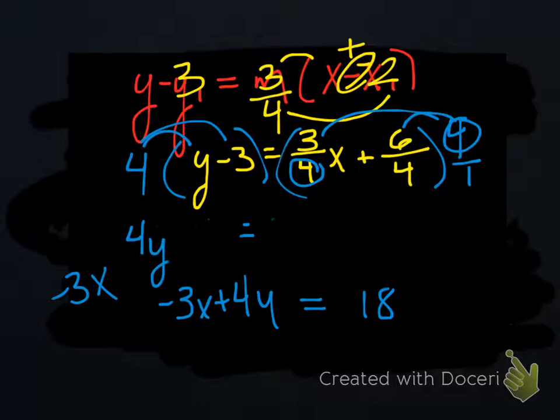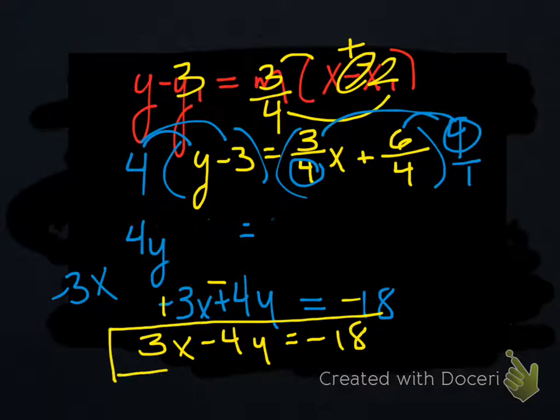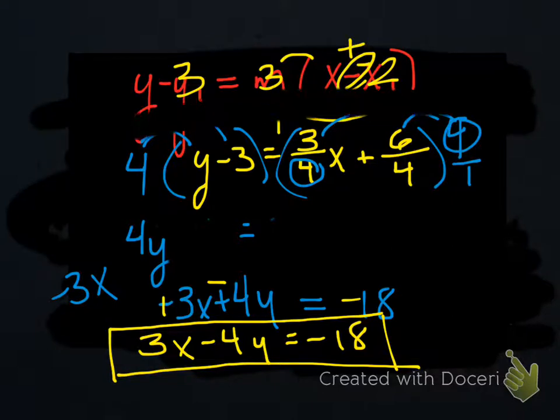And what's the only problem? You got it. We can't have a negative on the x. So we're going to change the plus to a minus, the minus to a plus, and the 18 to a negative, and then I'm done. 3x minus 4y equals negative 18. And that is the answer. Ta-da. By the way, if I screwed any of this up, you will let me know, correct? Of course you will. Okay.